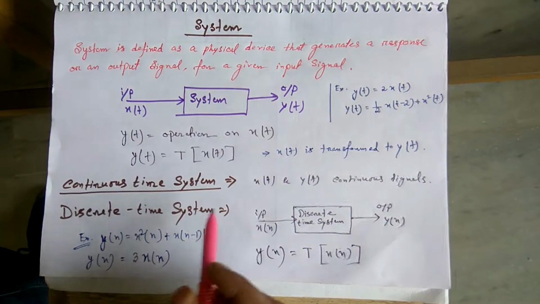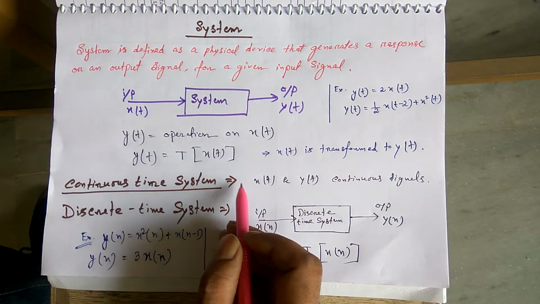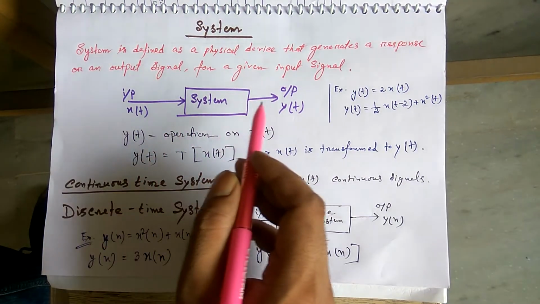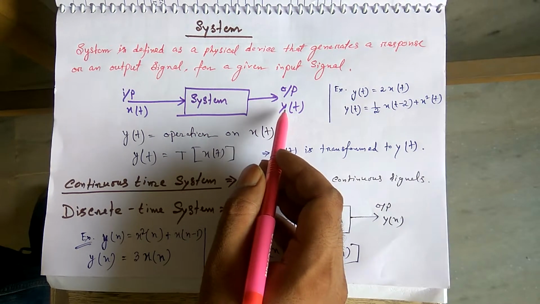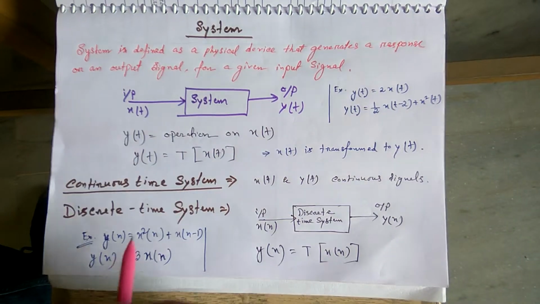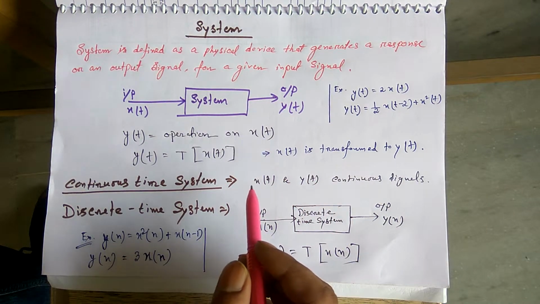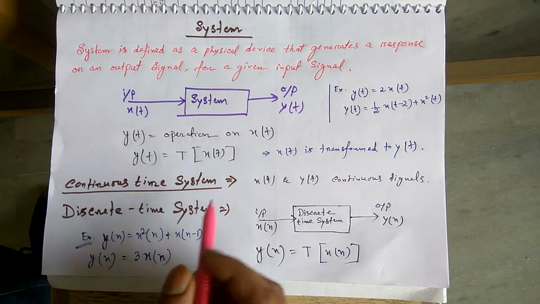So a system may be of two types, it may be a continuous time system or a discrete time system. In a continuous time system, both input and output are continuous with time. That means it is a continuous time system because y(t) is continuous and x(t) is continuous. So if both input and output are continuous signals, then we can say the system is a continuous time system.